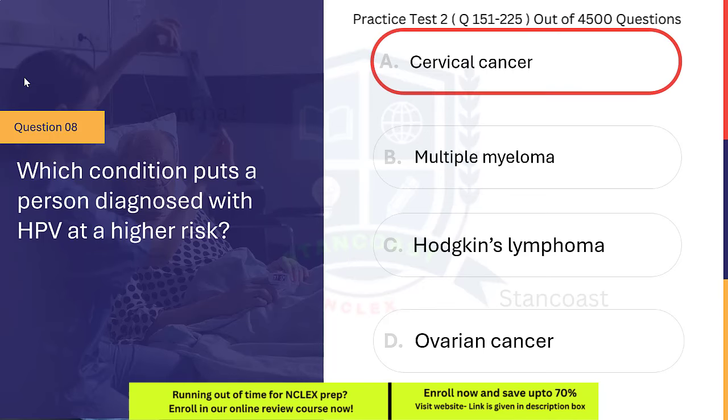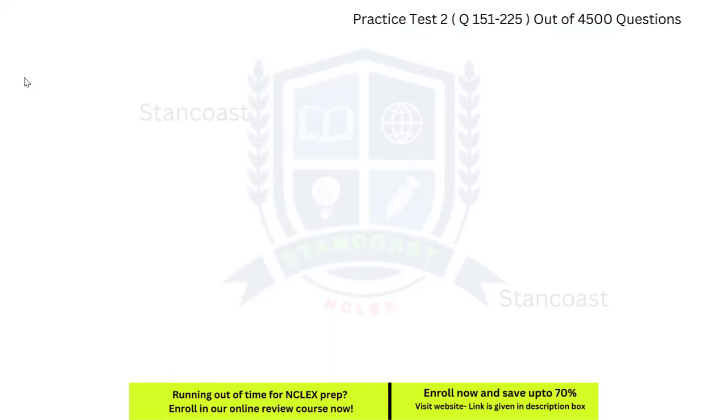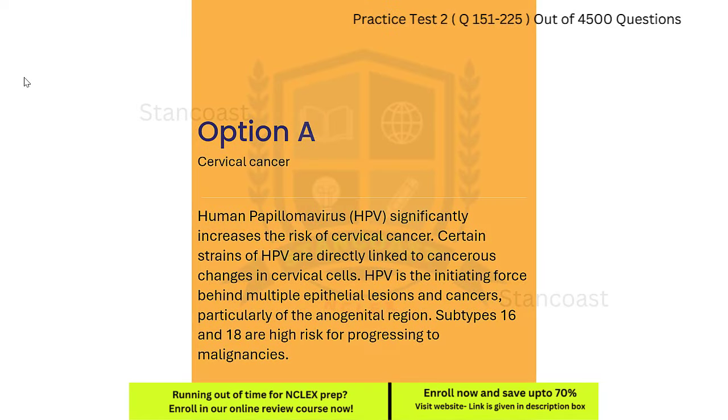Cervical cancer. Human papillomavirus significantly increases the risk of cervical cancer. Certain strains of human papillomavirus are directly linked to cancerous changes in cervical cells. Human papillomavirus is the initiating force behind multiple epithelial lesions and cancers, particularly of the anogenital region. Subtypes 16 and 18 are high risk for progressing to malignancies.